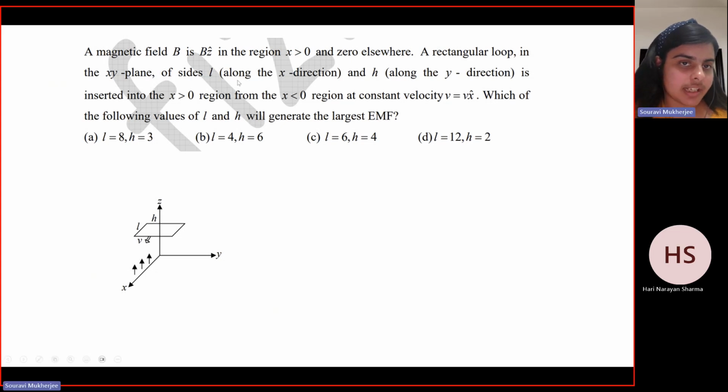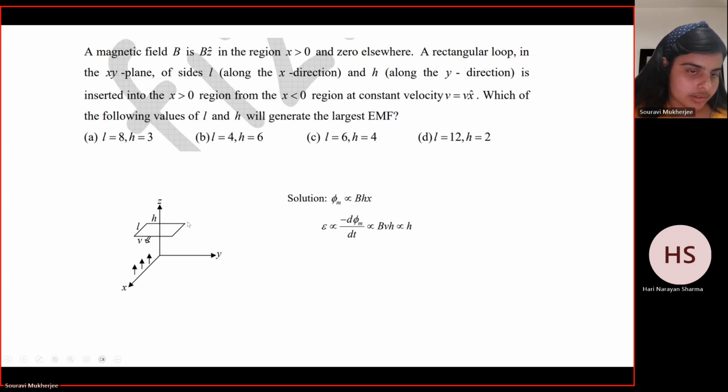Dimension along x is given as L, dimension along h is given as y. So that means if the force is along y, when h is maximum, your EMF will be maximum, right? That means the answer should be B, right? So this is how flux is linked. Flux is linked as B into H into X. H is the dimension along Y, and that means your EMF is proportional to H. So the answer should be B.